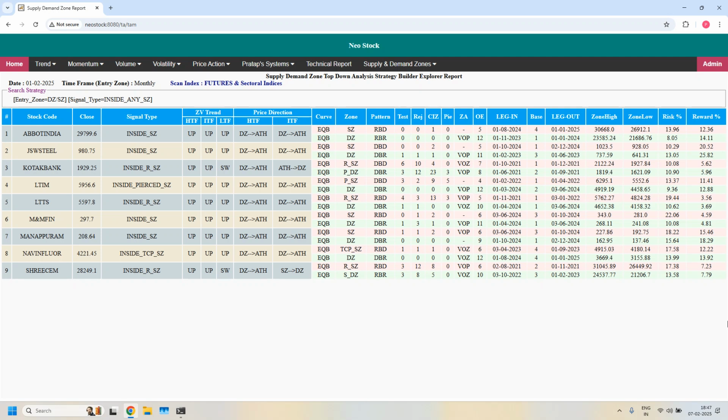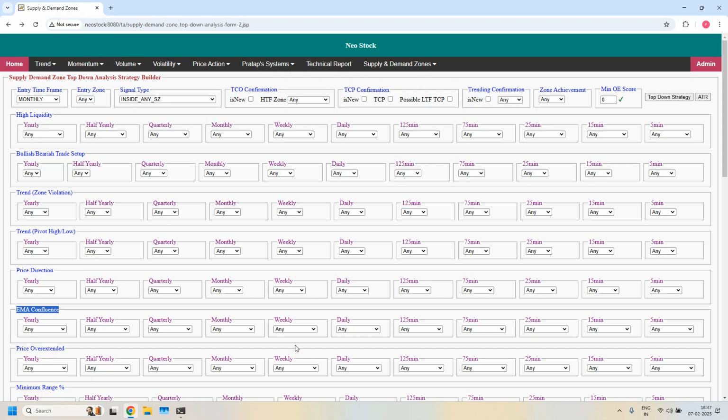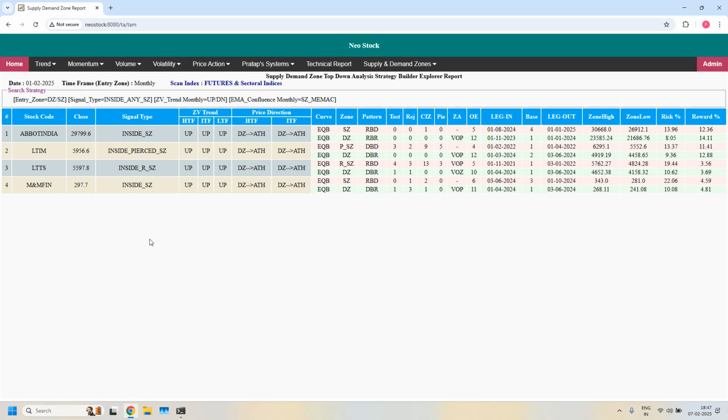We can further filter this list based on monthly supply zone having monthly EMA confluence. So in the EMA confluence at monthly time frame, I am setting the filter monthly supply zone having monthly EMA confluence, and trend on the monthly time frame is either up or down. So with these filters, we got 4 stocks.